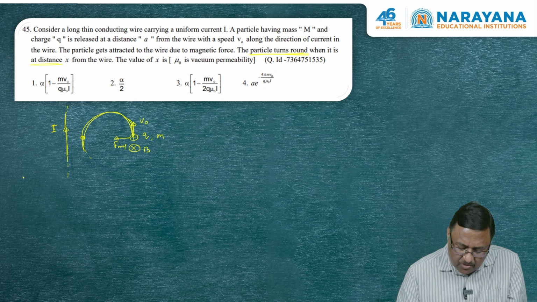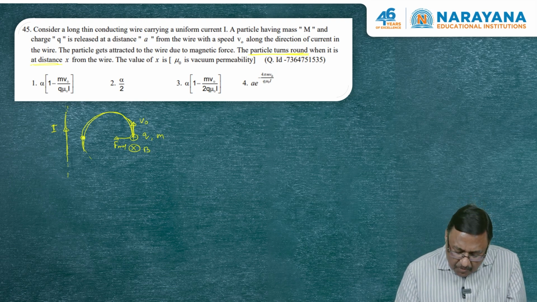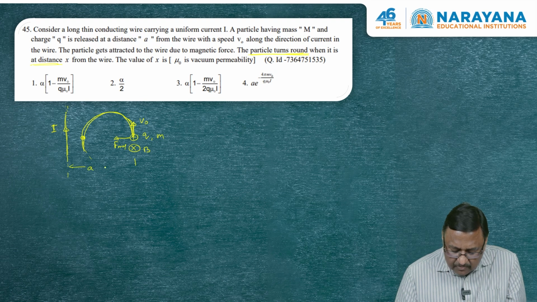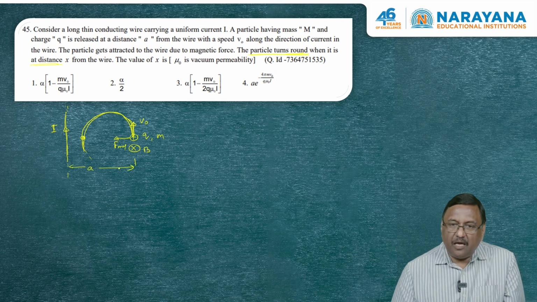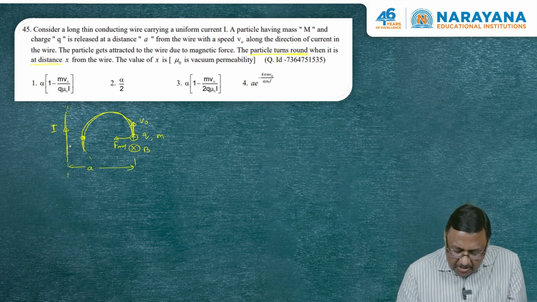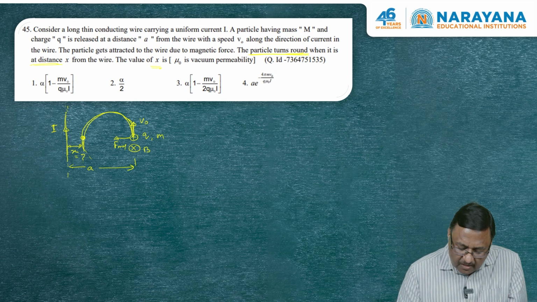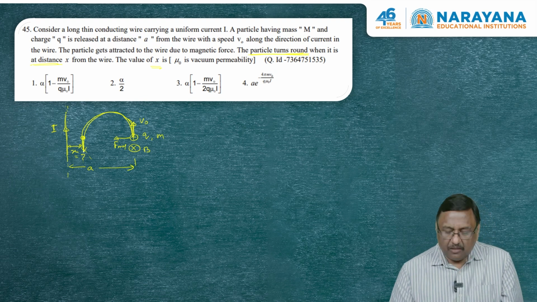What he is asking in this question is, when this particle turns around and has reached this position, this distance, this position is given to be X in the question. He is asking what is the value of X when it turns around in this manner here.